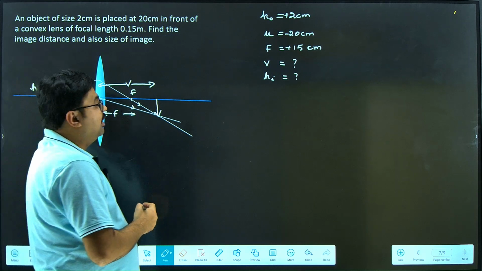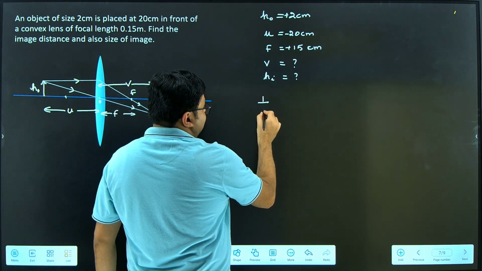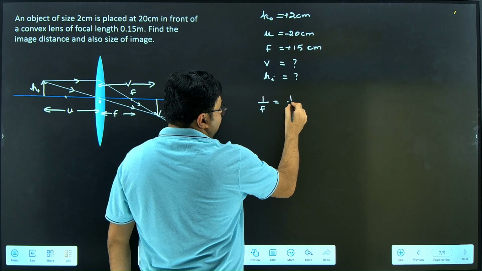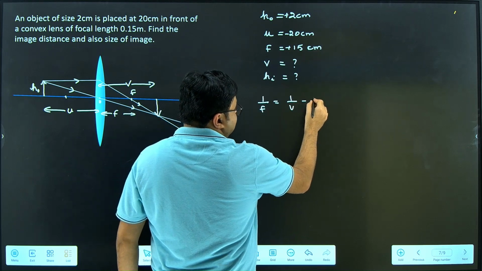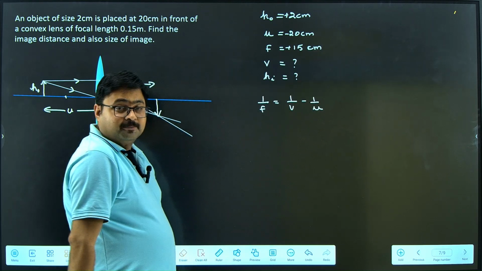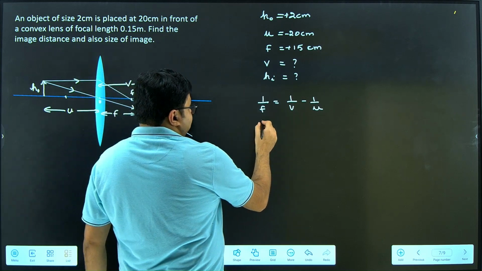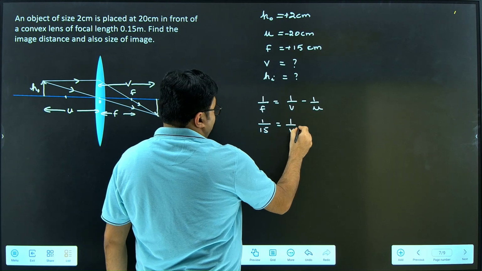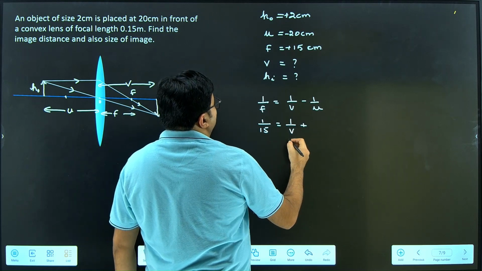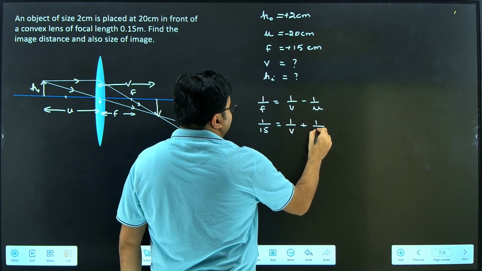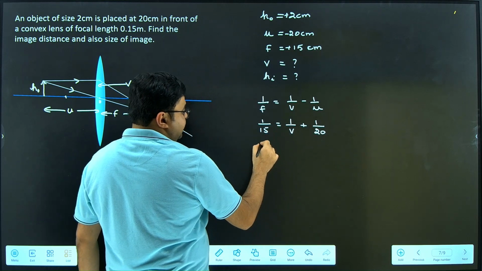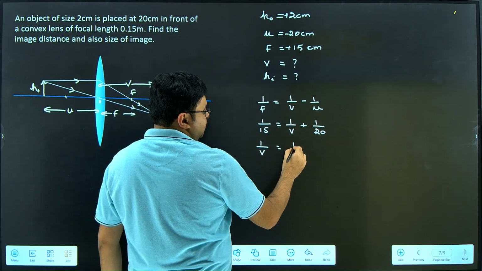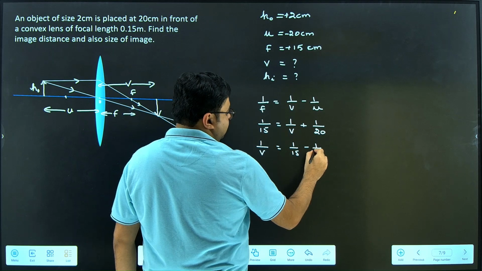We know the lens formula. The lens formula says that 1 by f, my dear friends, is equal to 1 by v minus 1 by u. That's the formula. Well, let us substitute. We have 1 by 15 equal to 1 by v, we do not know. Minus of minus becomes plus, and we have 1 by 20. Let's move this 20 to this side. You will have 1 by v equal to 1 by 15 minus 1 by 20.